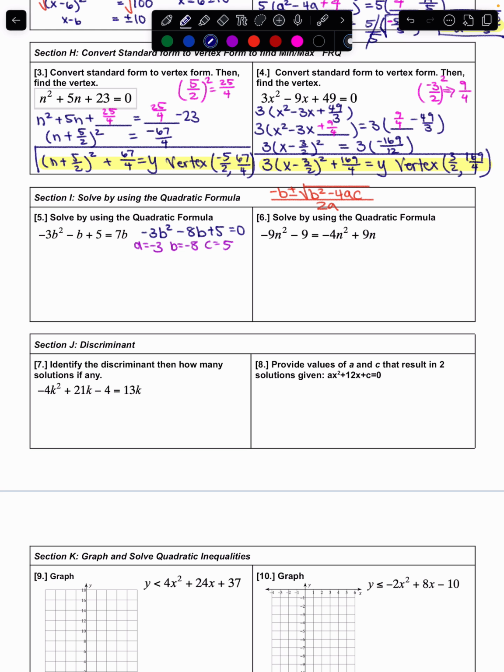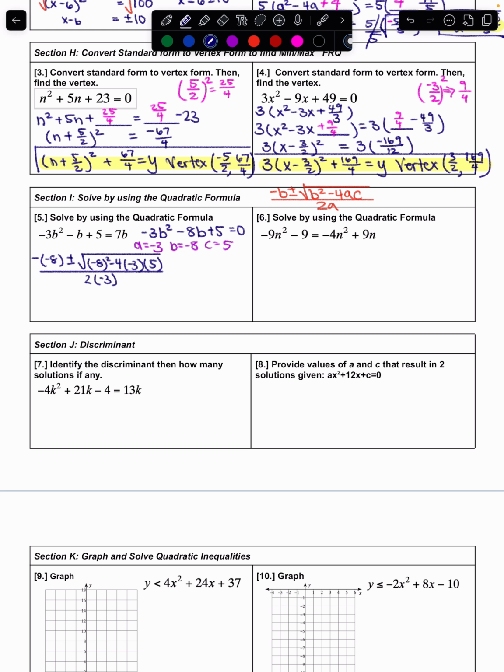Now I'm just going to plug that into the quadratic formula. That's going to be the opposite of b, and remember to put parentheses when you're plugging in your a, b, and c values. So opposite of b plus or minus the square root of b squared minus 4a, where a was negative 3, times c, all over 2a. Now here comes the hard part when it comes to the quadratic formula.